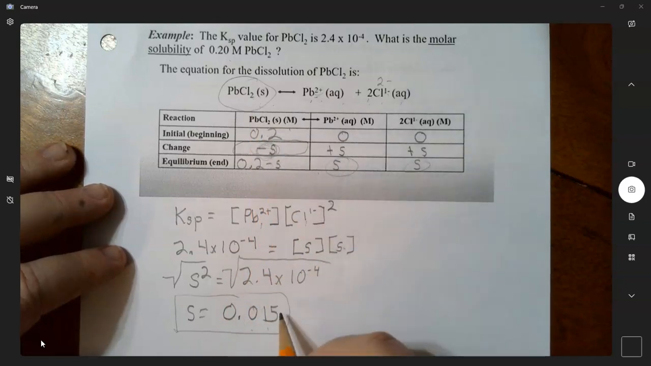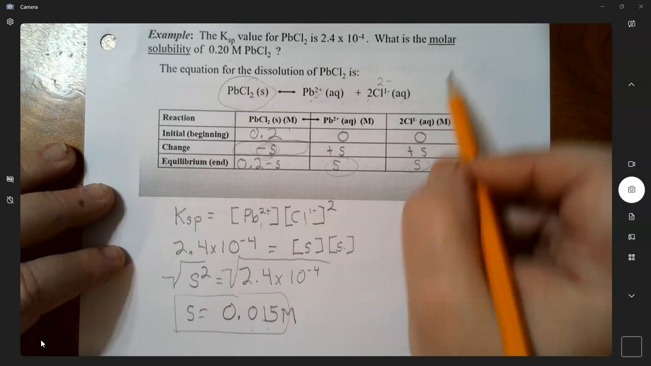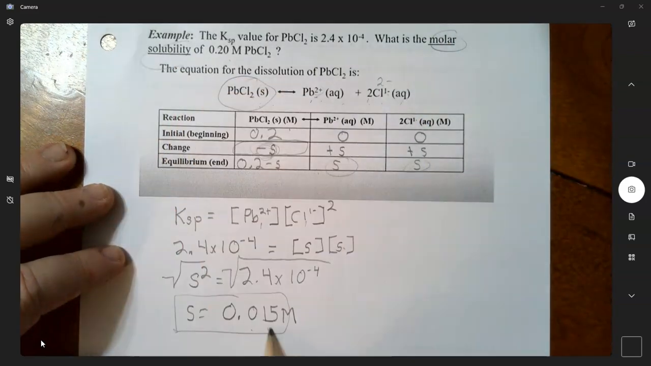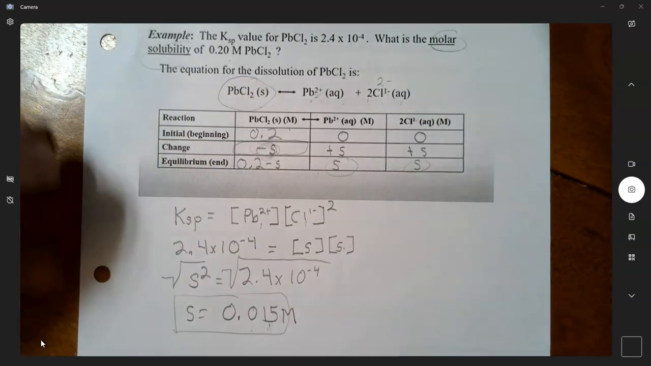And that much, and it should be in molar. So molar, that's how much dissolved. So that's what you were looking for, the molar solubility. This is the molar solubility. All right.